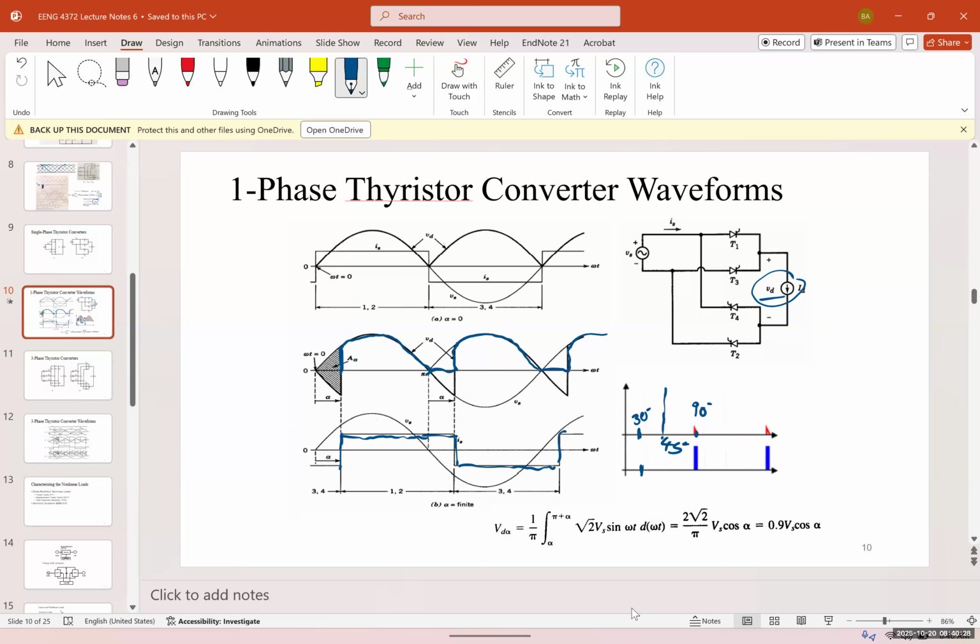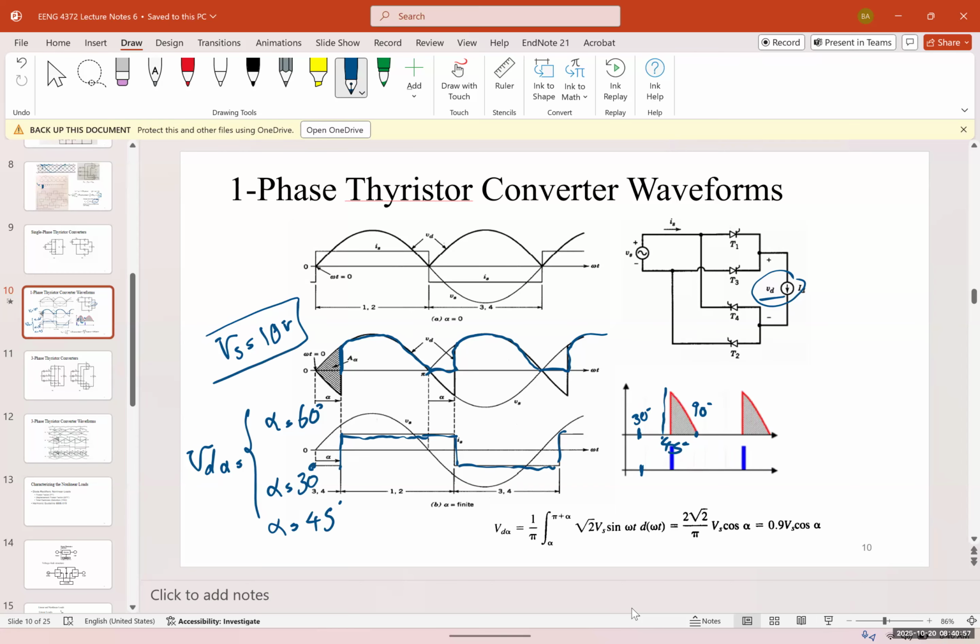Okay. Now let's solve a practice problem for this. We want to find the output voltage, or V_d alpha, for alpha at 60 degrees and alpha at 30 degrees and alpha at 45 degrees. And our Vs is going to be equal to 10 volts. So Vs is 10 volts. We want to find V out at 30, 45, and 60 degrees. And this is the equation, 0.9 Vs cosine of alpha.